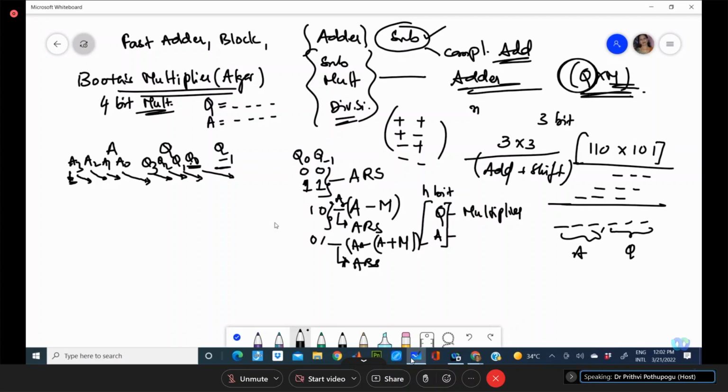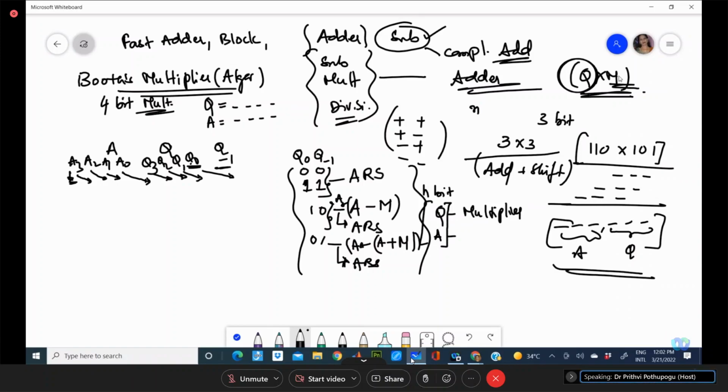And how many times you have to perform this is the number of bits you have. Say if you have 3 bits, 3 iterations, 4 bits, 4 iterations. So finally, after completing the n number of iterations, the final result will be the total A plus Q. What you get here is the result of Q into M, the multiplier output. Understood?